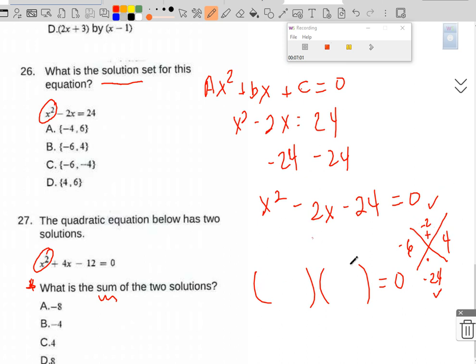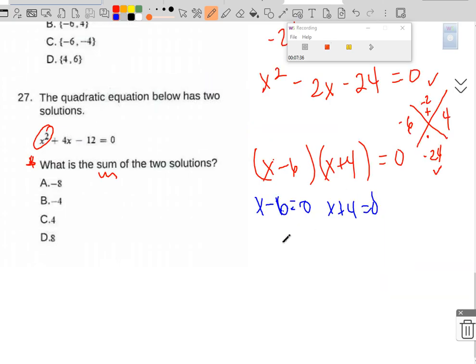So we can plug into here now. Remember, it's always going to be x times x in these kind of equations because that's the only way to get x squared. Now it's x minus 6 and x plus 4. We're going to set these factors equal to 0 and solve these one-step equations.